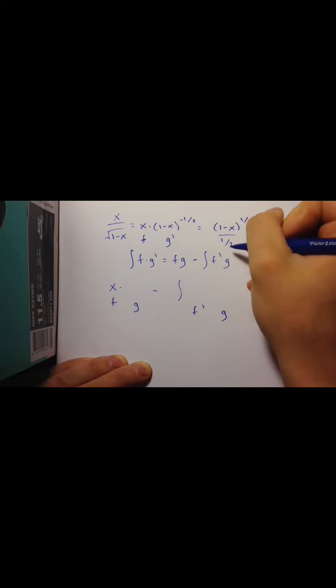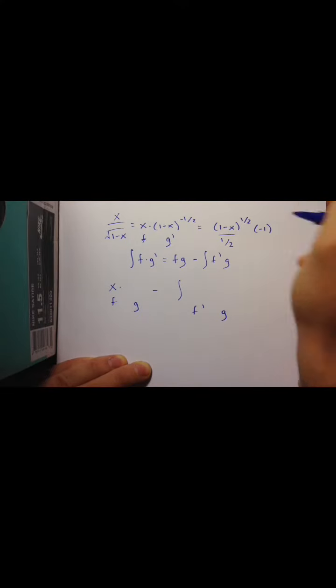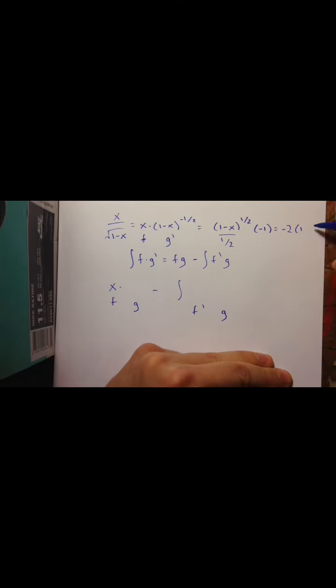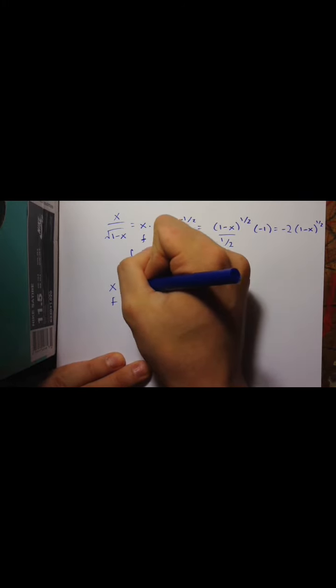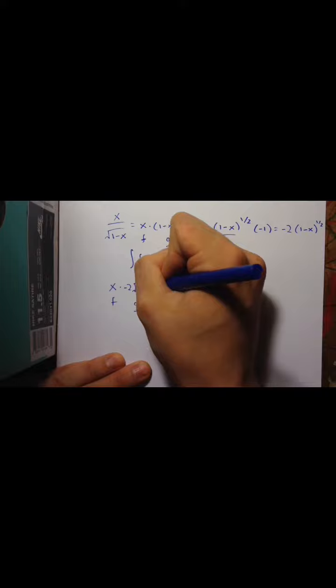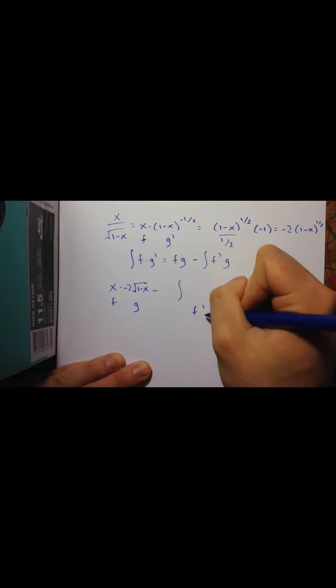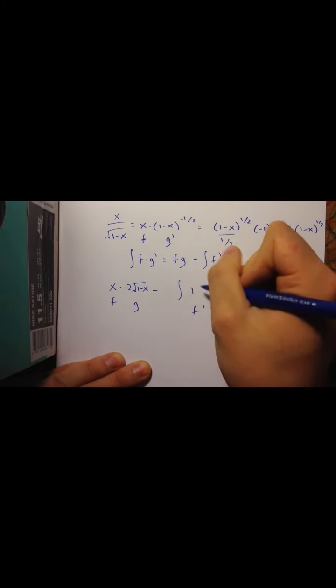And then what do we get? Well, this divided by 1/2, that just turns into a 2 in front of the 1 minus x. So we're going to get times negative 1, so we're going to get negative 2 times 1 minus x to the 1/2, or negative 2 times square root of 1 minus x. So let's just fill that in here, times negative 2 square root of 1 minus x. And then minus the integral of f derivative. Well, f derivative is just 1, so that actually works out quite nicely.